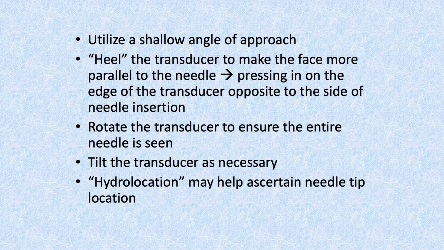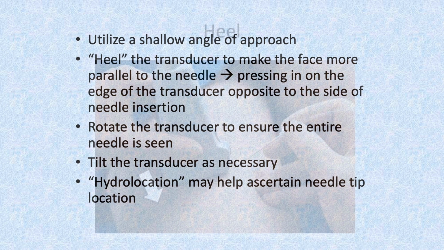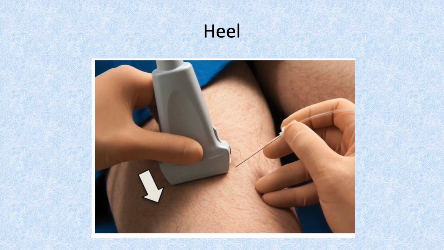Sometimes with the heel approach, you make the transducer face more parallel to the needle. So you press on the edge of the transducer opposite to the needle insertion direction. It means you actually make your probe closer to your needle. This is called heeling. Or you can rotate, or you can tilt, or some of us will do hydrodissection to see where your needle is. You just inject some saline, and then you can see where your needle tip is. So heeling, this is a picture showing heeling.